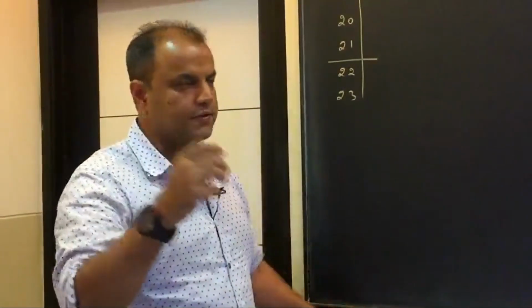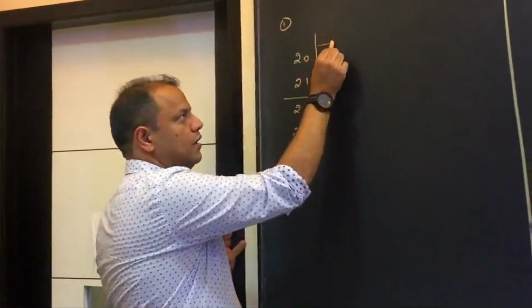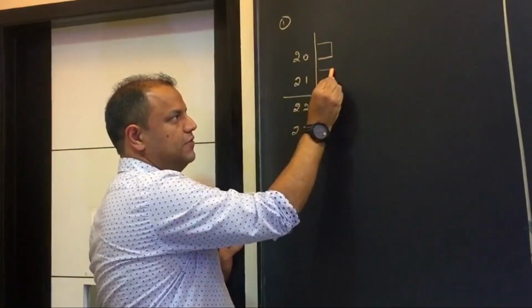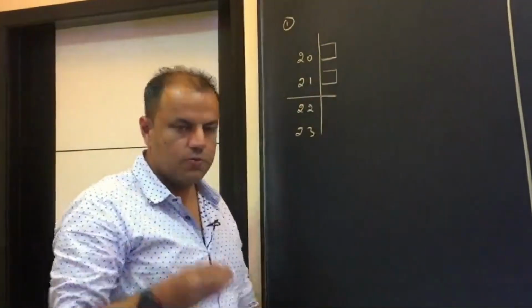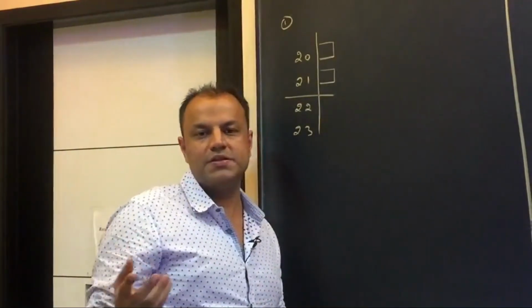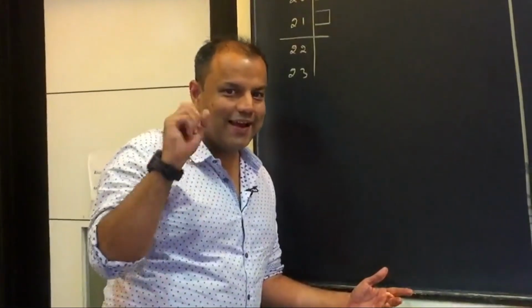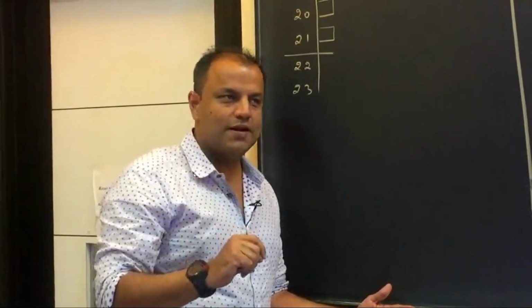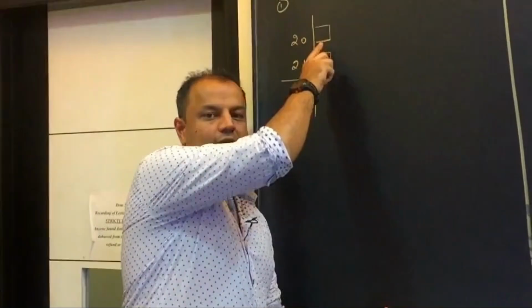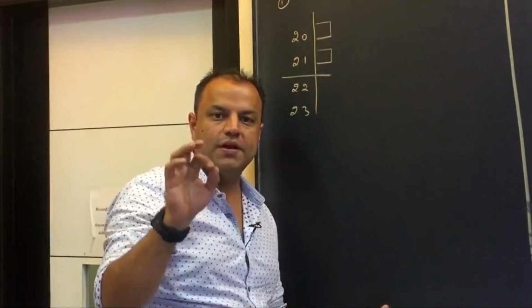Now, those were addresses. What about the data? This is the data of location 20. This is the data of location 21. What is the size of this data? What is our question? To multiply how many bit numbers? This is a program to multiply 8-bit numbers. Now, how did you understand from that? You want to multiply contents of location 20 and 21.